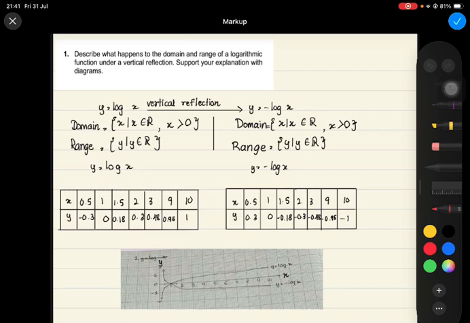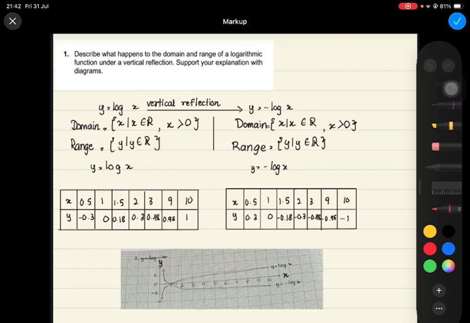Number 1. Describe what happened to the domain and range of the logarithmic function and the vertical reflection. Support your explanation with a diagram. Firstly, we have to know that y equal to log x is our parent function and the vertical reflection is y equal to minus log x. Then we have to find the domain and range for each.